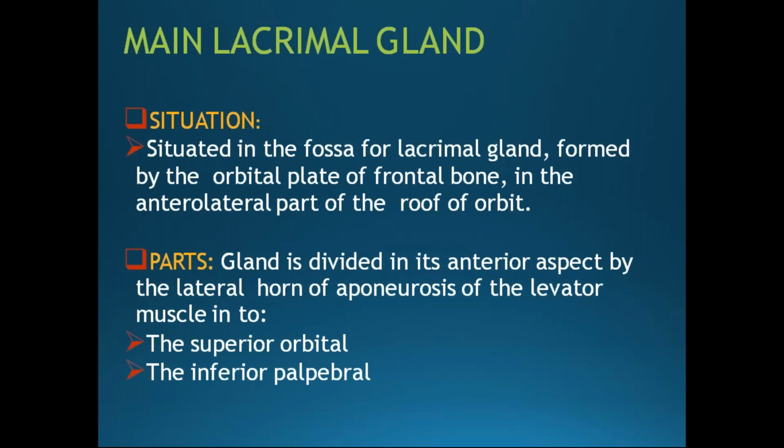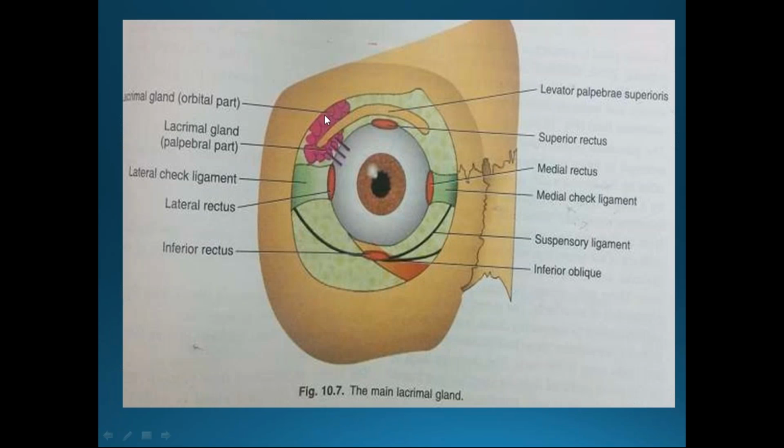Lateral horn of the LPS muscle. This is the orbital part of the lacrimal gland. This is the main part. This is the palpebral part, which constitutes about one third of the orbital part. Through the palpebral part, the main ducts of the lacrimal gland traverse. This is the LPS muscle; its lateral horn separates the orbital part from the palpebral part.